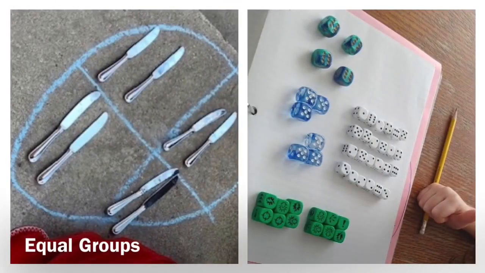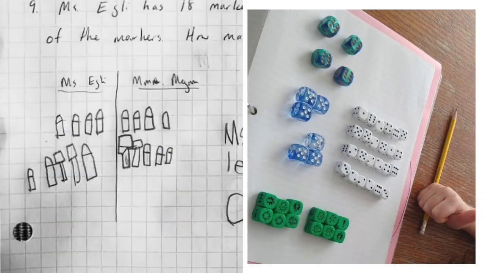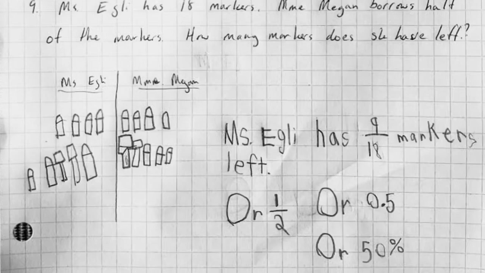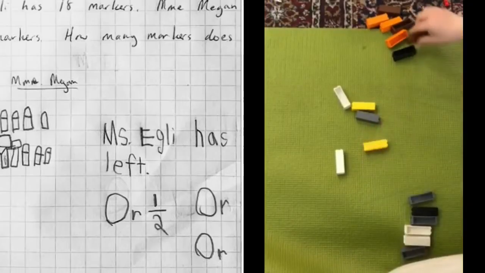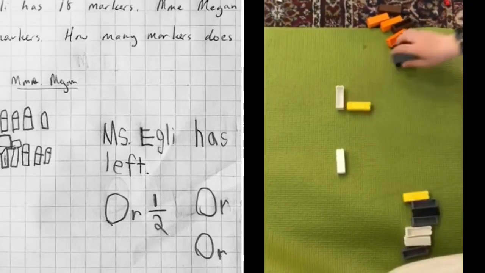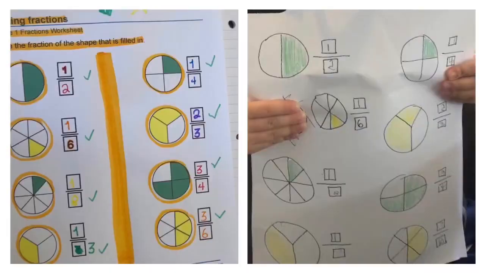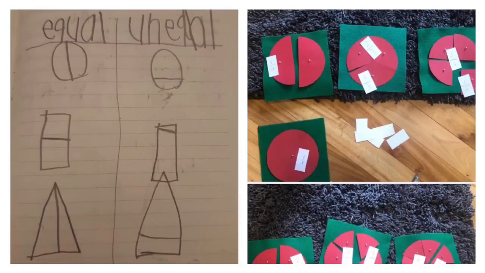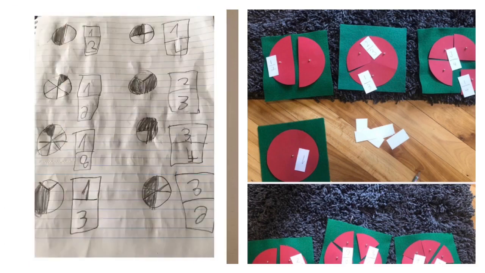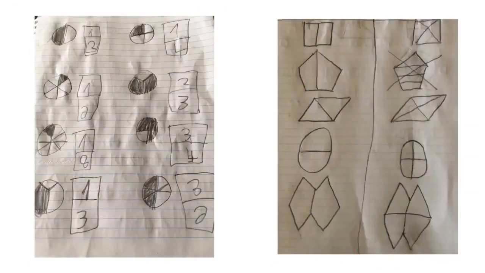Here we have two different ways to show objects divided into equal groups. It's great work. This is a fantastic answer to the word problem. And then here's a video of one of our friends dividing out the markers from the word problem. These two worksheets both look great. Fantastic work. Here we have equal and unequal parts. And then we have some lovely fraction circles made at home. And then here we also have halves and quarters and another worksheet that looks fantastic.